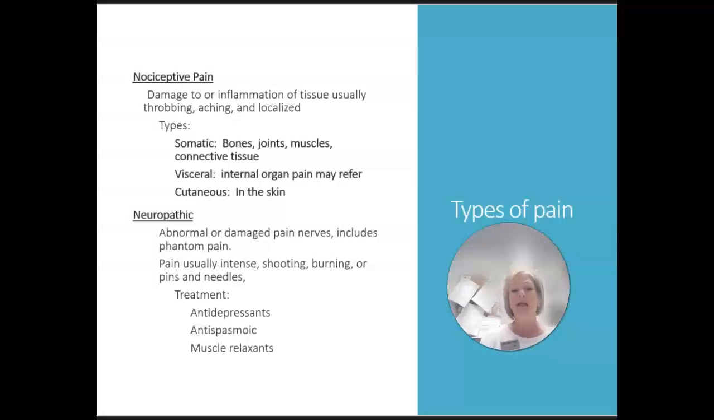So neuropathic pain, a lot of times we use antidepressants to help treat those. We use antidepressants such as Lexapro, Prozac, any of those type of things. And then we use antispasmodics to help with those spasms in the nerves, and we use muscle relaxers. So those are the types of medications that we would use to help with those pains.